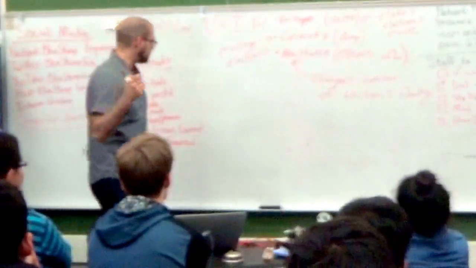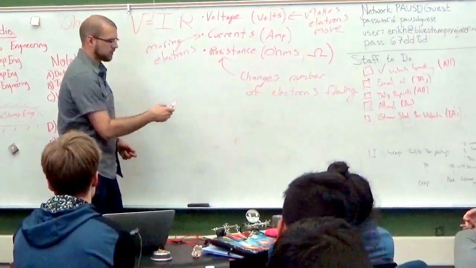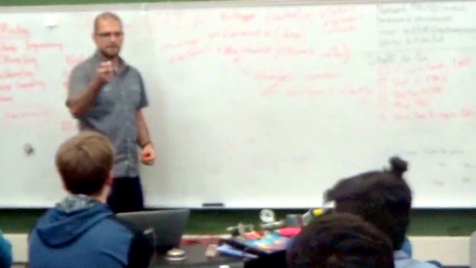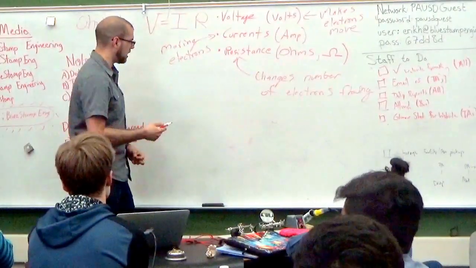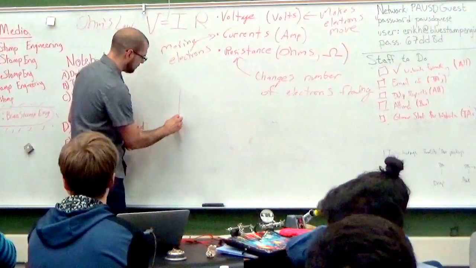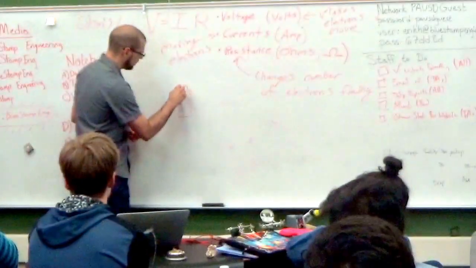Alright, let's look at a real simple circuit here. You guys have been dealing with batteries. What kind of batteries are you using? AA, 9 volt. Alright, how many volts is in a AA battery? 1.5. So I've got a AA battery. Alright, which is the positive side?